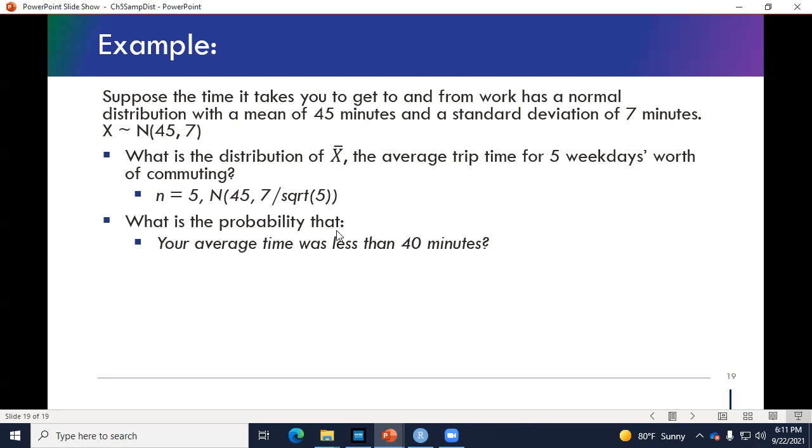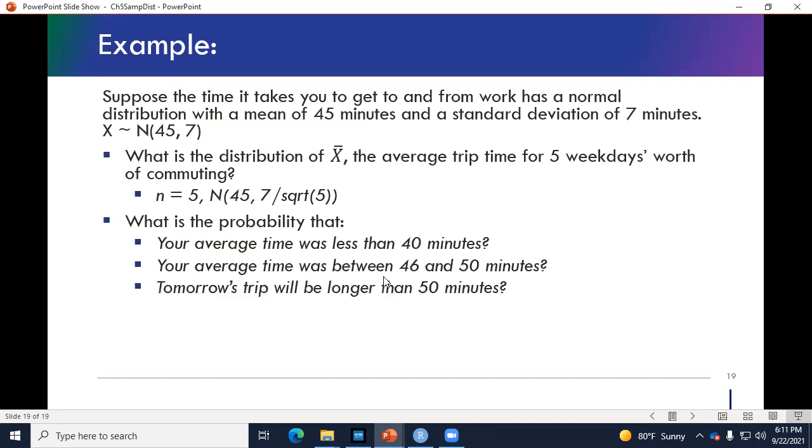So what is the probability? Yeah, once we know the distribution, now we can calculate the probability. What's the probability that your average time was less than 40 minutes? Your average time, that's asking about X bar. So this is probability of X bar less than 40. And we have a bunch of different questions. This one is just greater than 46 and less than 50.